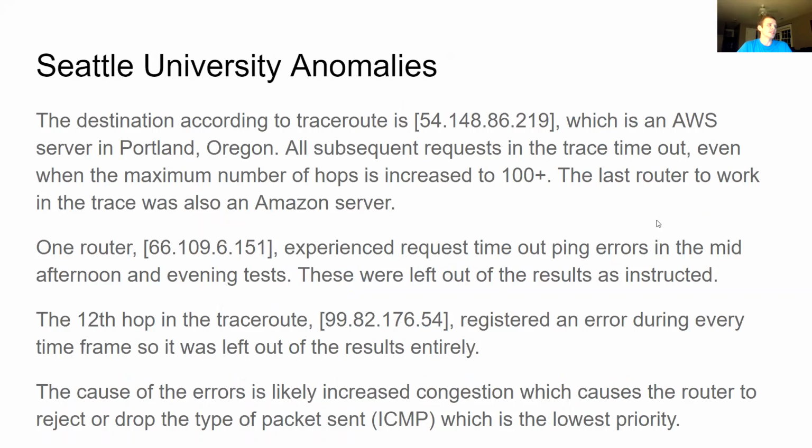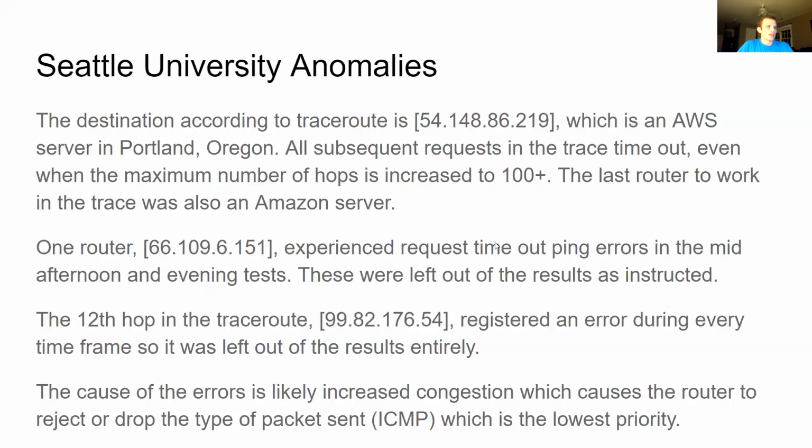So now we look at the anomalies. The destination was an AWS server in Portland, Oregon. All subsequent requests in the trace timed out, even when the maximum number of hops was increased to over 100. I tried, but all of them time out. The last router to work in the trace was also an Amazon server. I don't know how significant that is, but I did think it was notable that the destination and the last one were Amazon and nothing worked in the middle.